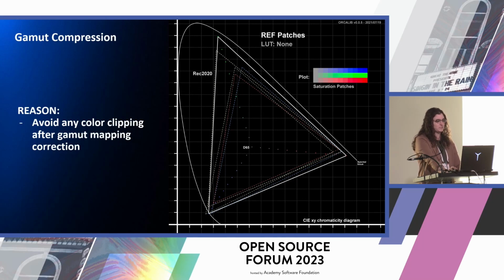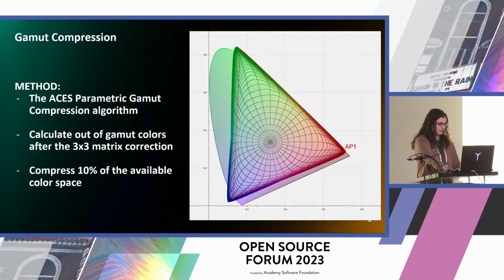So you do this primary correction, and there's a possibility that when you move these primaries around, you're going to move them outside of what your LED wall is capable of producing or your camera is capable of capturing. So we actually are using the ACES published gamut compression, but in a parametric way. So we're giving it its own parameters based on the LED wall and camera's capabilities, calculating those out of gamut colors, and we're actually compressing up to 10% of the color space, but that's also definable in the tool, depending on what you're doing.